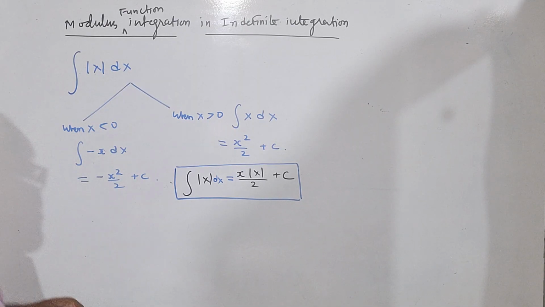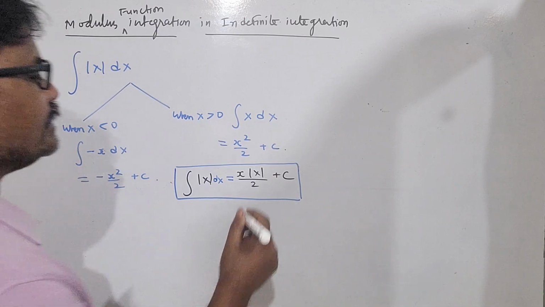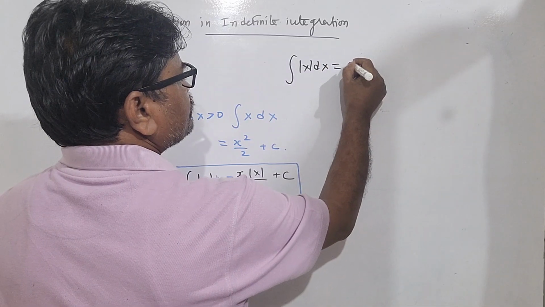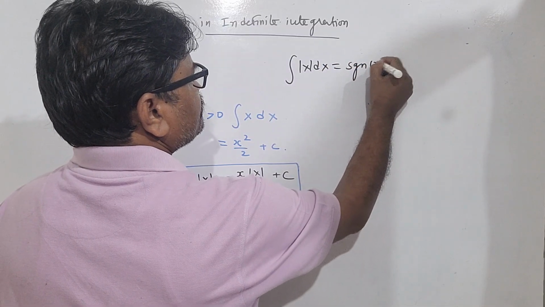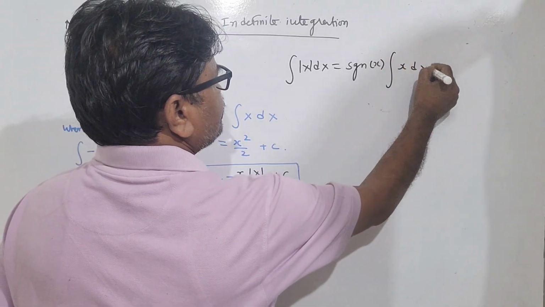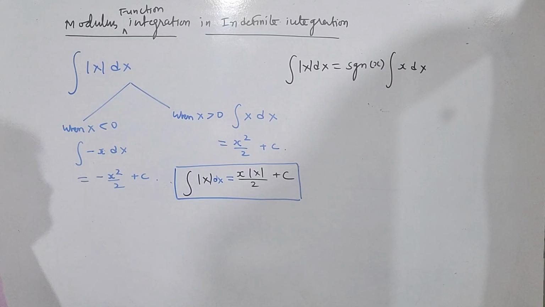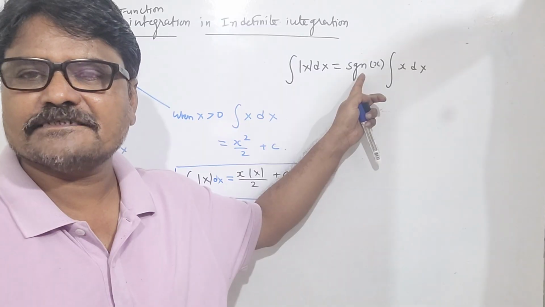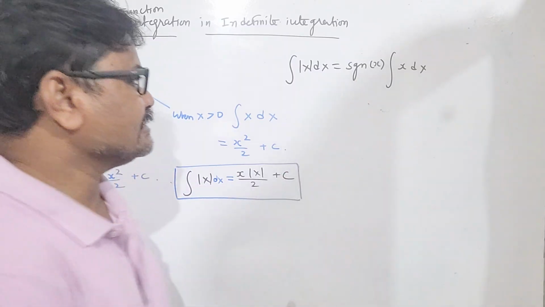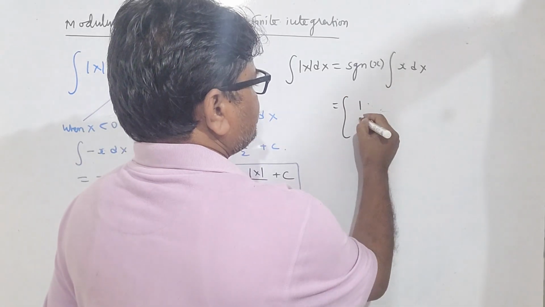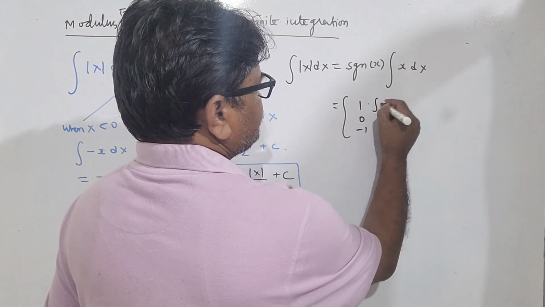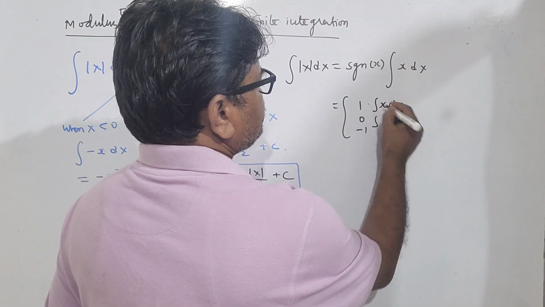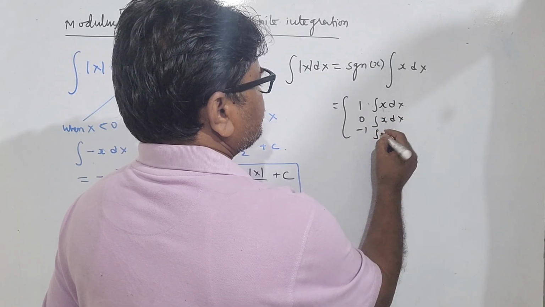I can also write this in another way. What is that? Second aspect. The integration of modulus of x dx is signum of x into integration of x dx. Correct? Signum of x when x is positive, then signum of x is plus 1. That is here 1, 0 and minus 1.